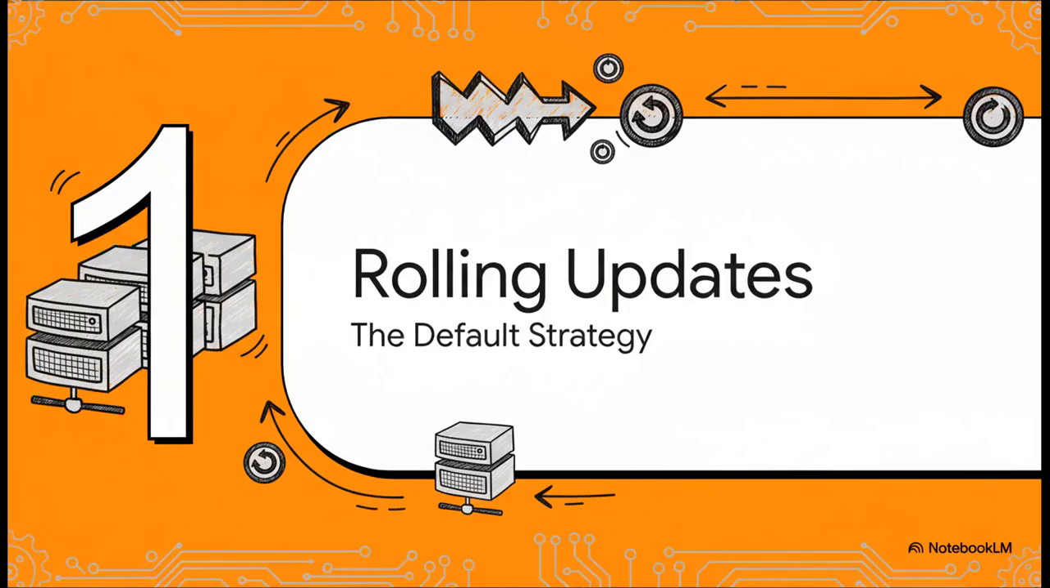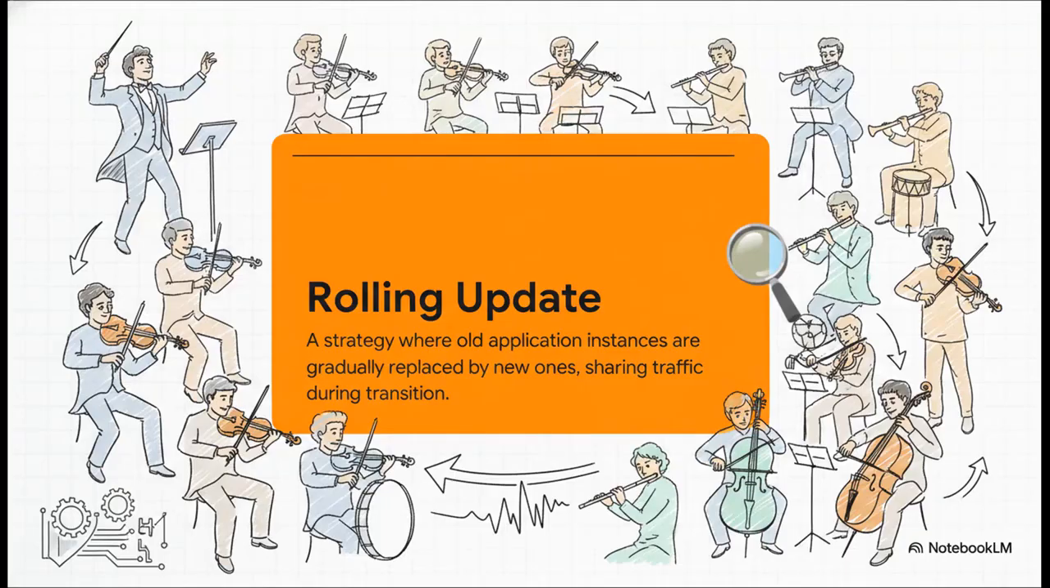Okay, let's kick things off with the most common strategy out there. This is the one you'll find as the default in tools like Kubernetes. It's called the rolling update. So think of your application like it's a live orchestra. With the rolling update, you don't actually stop the music to switch players. Instead, you just swap out one musician at a time with a new one. The performance keeps going, and slowly but surely, the entire orchestra is made up of the new players. It's a really steady, gradual transition.